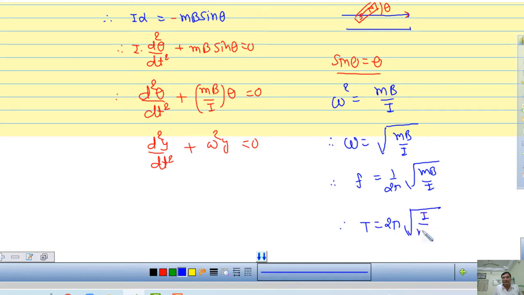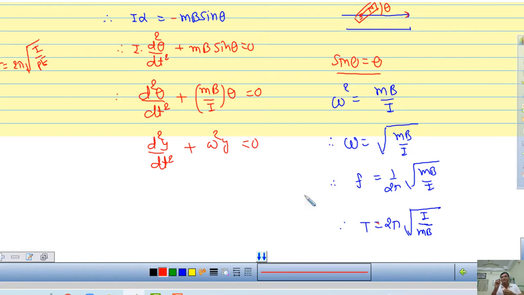You will remember that we derived a similar formula earlier, that T is equal to 2 pi root of I upon PE, where P is the electric dipole moment and E is the electric field. I is the moment of inertia. So here also I is the moment of inertia, M is the magnetic moment, B is the external uniform magnetic field, and T is the periodic time at which it oscillates.